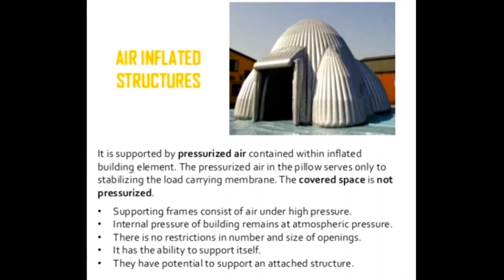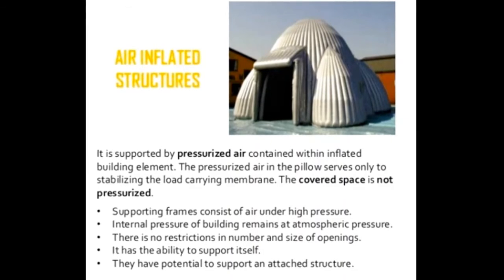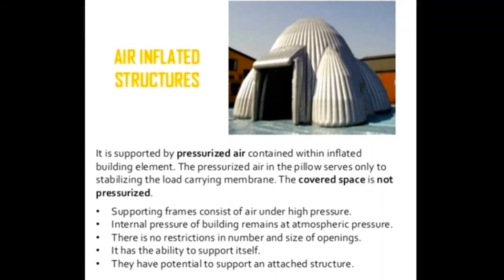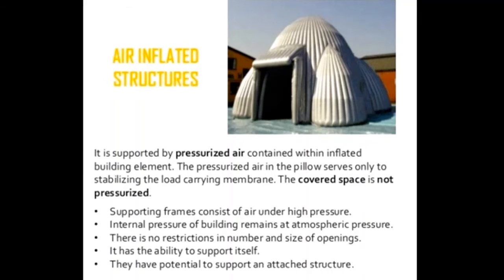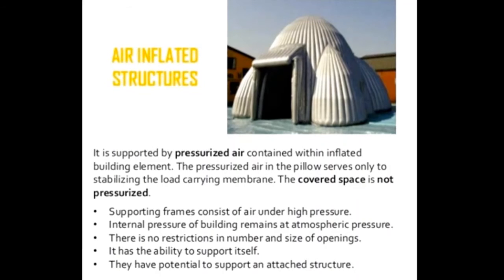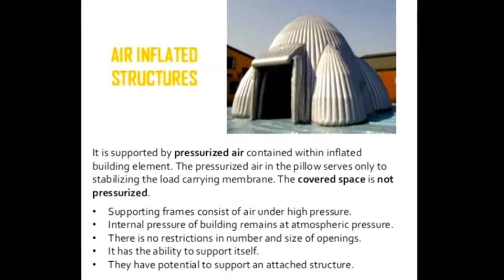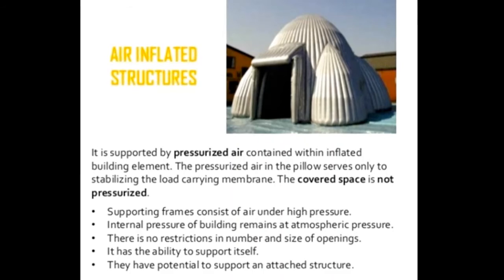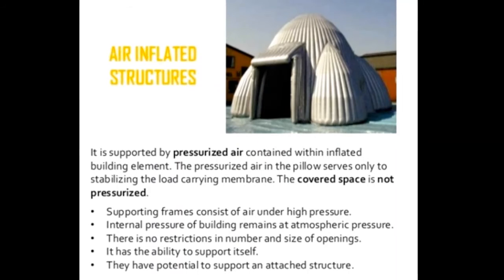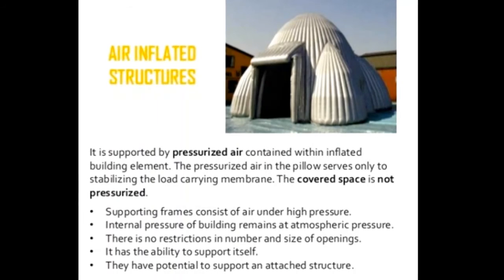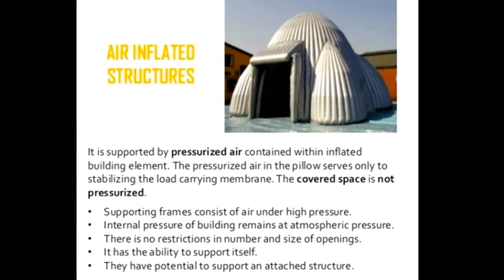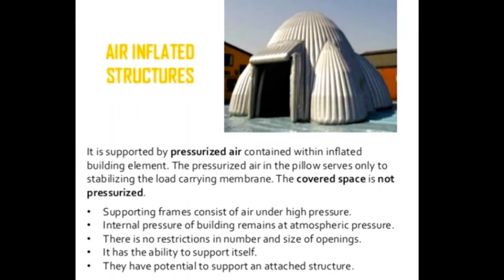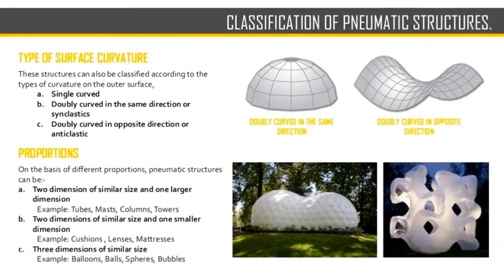The second type is air-inflated structures. As the name suggests, it has two membranes. The supporting frames consist of air under high pressure. Internal pressure of building remains at atmospheric pressure. There is no restriction in number and size of openings. It has the ability to support itself. They have potential to support an attached surface too.